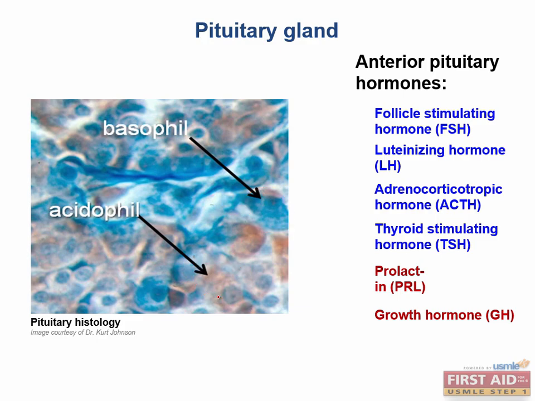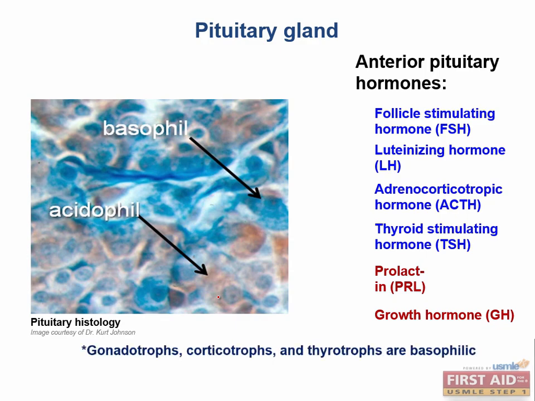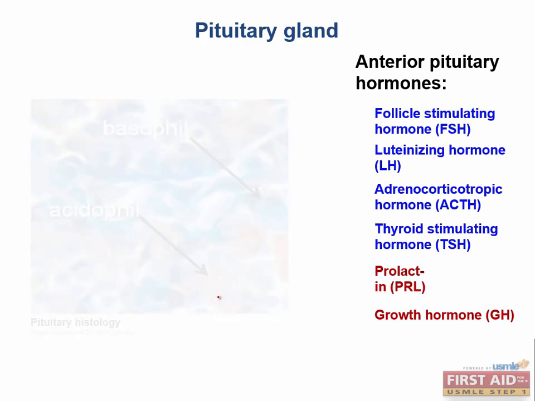Now I want to clear something up about what an acidophil and a basophil actually mean. These are not 2 different cell types. These are just descriptions of how they stain. There are 5 different cell types that secrete 6 different pituitary hormones, and it just so happens that the corticotrophs, gonadotrophs, and thyrotrophs all take up bases and stain blue, so we call them basophils. Similarly, both lactotrophs and somatotrophs take up acids and stain red, so we call them acidophils.